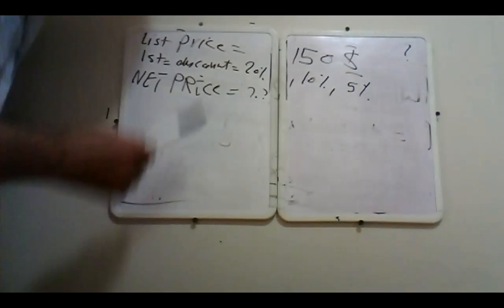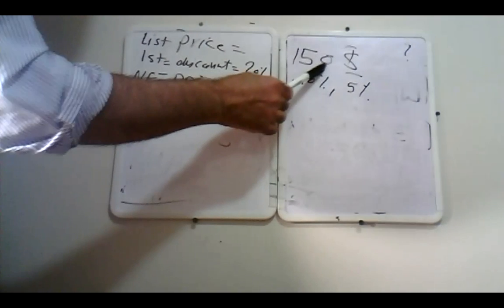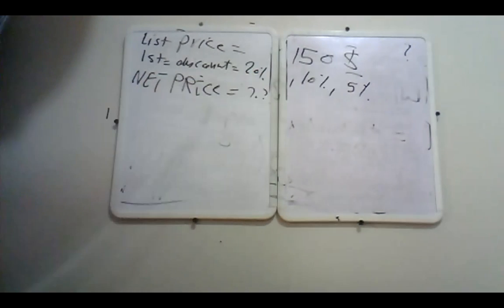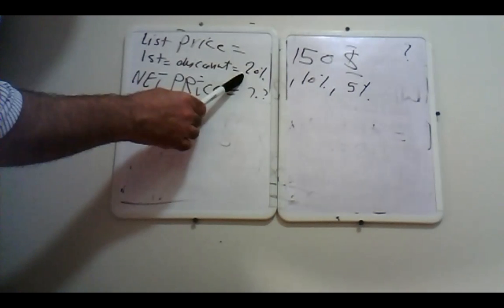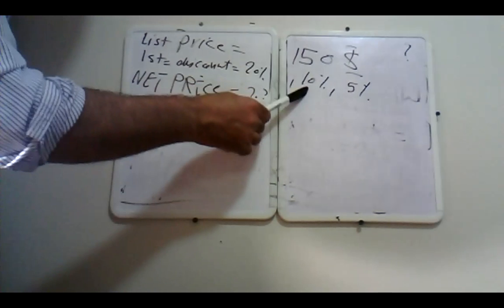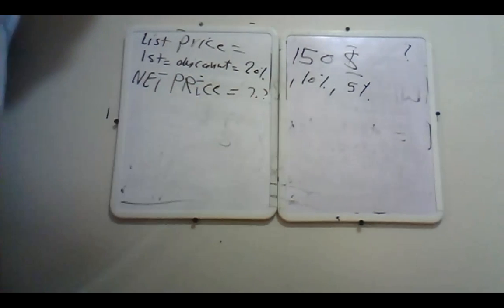We want to know what is the net price. Okay, let me stop share and enlarge the screen. Let's go. This is the example which I was solving just now. The list price is $150. The first discount is 20%, the second discount is 10%, and the third discount is 5%.